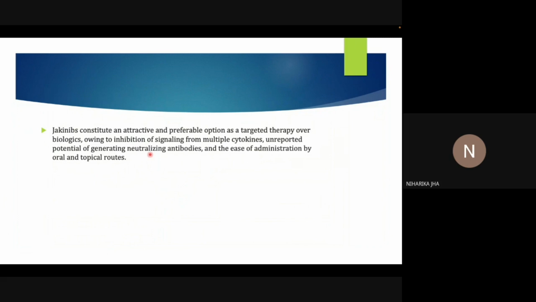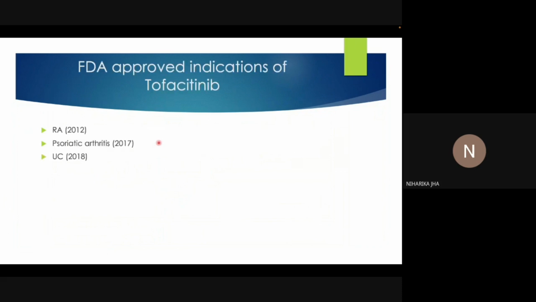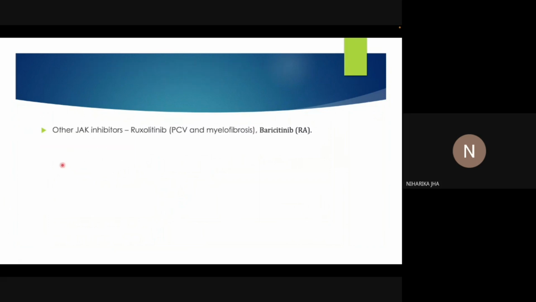Secondly, no reports have come up which show that there's a potential of generating neutralizing antibodies, and it causes inhibition of signaling from multiple cytokines, and hence it can be put to use in many disorders. So that is why JAK inhibitors are coming up as an attractive option. Now, there are certain diseases for which tofacitinib has already been approved by the FDA, and these include rheumatoid arthritis. It was approved for use in rheumatoid arthritis in 2012. In 2017, it was approved for psoriatic arthritis, and in 2018, it was approved for use in ulcerative colitis.